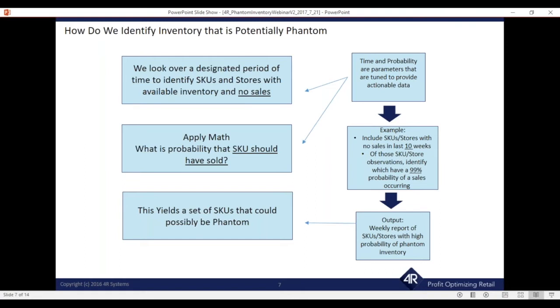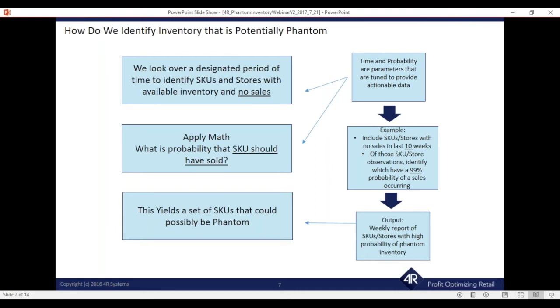Time and probability are tuned so that we can get a better answer. So for example, longer periods of time, 10 weeks versus 2 weeks, provide less false reads in categories with slow movers. Probability of sales occurring is also tuned to provide less false reads. This tuned analysis produces an output of SKUs in stores with a high probability of phantom inventory.